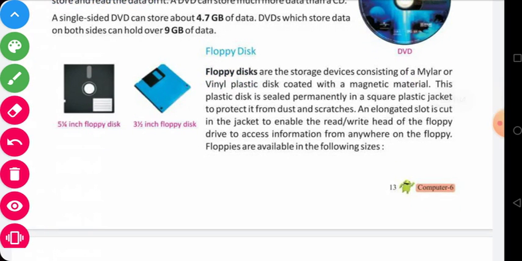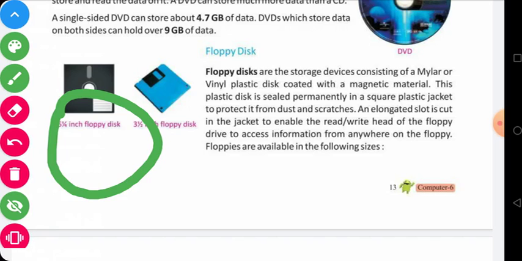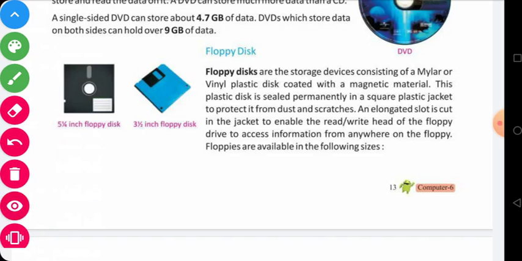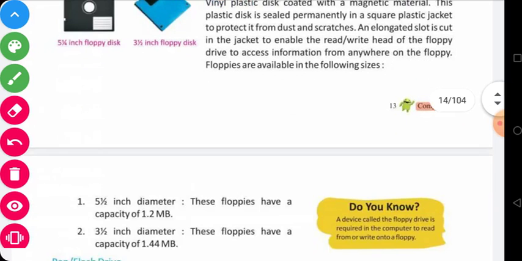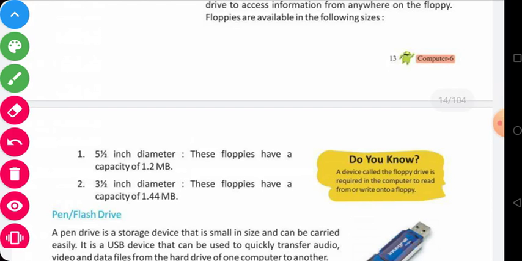Generally, this is the image of your floppy disk, as you can see in this image. Okay, generally floppy disk comes in a size of 5 inch, and it has very small storage capacity, generally 1.2 MB or 1.4 MB. A 5.25 inch diameter floppy has a capacity of 1.2 MB, and a 3.5 inch diameter floppy disk has a capacity of 1.44 MB. So its storage capacity is so small, that's why nowadays floppy disk is not in much demand.